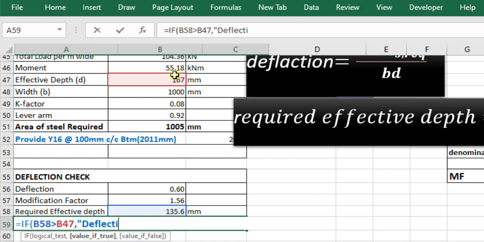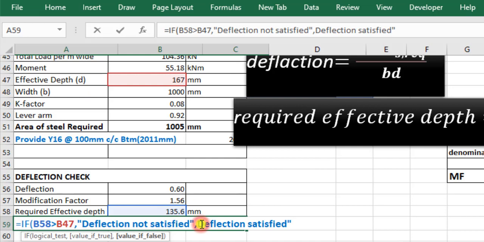deflection not satisfied, else deflection satisfied. Remember, I still have to put it in quotation. Now what am I doing? Or what I'm saying is this: if this is greater than this, that means deflection is not satisfied. But if this is less than this, that means deflection is satisfied. That is how we write the IF function. At the end, we close the parenthesis and click OK.